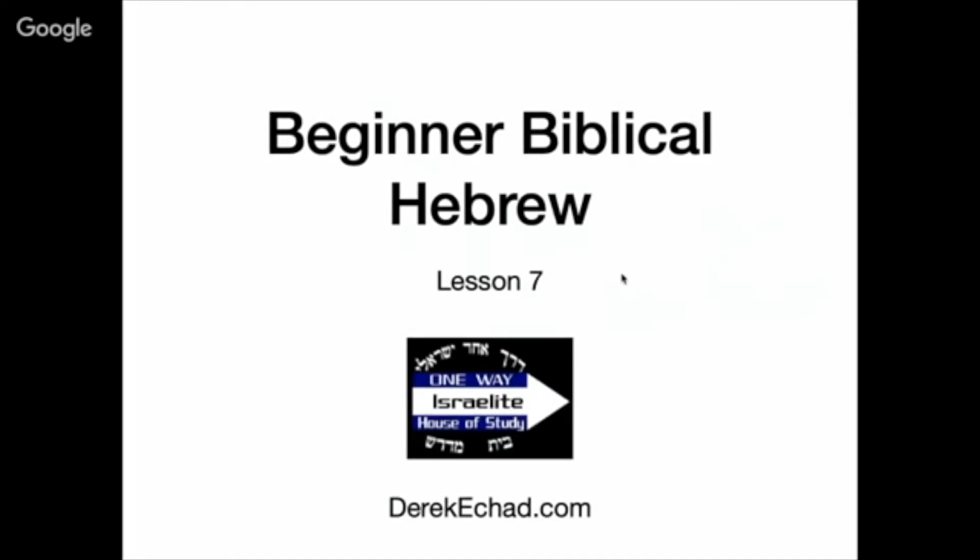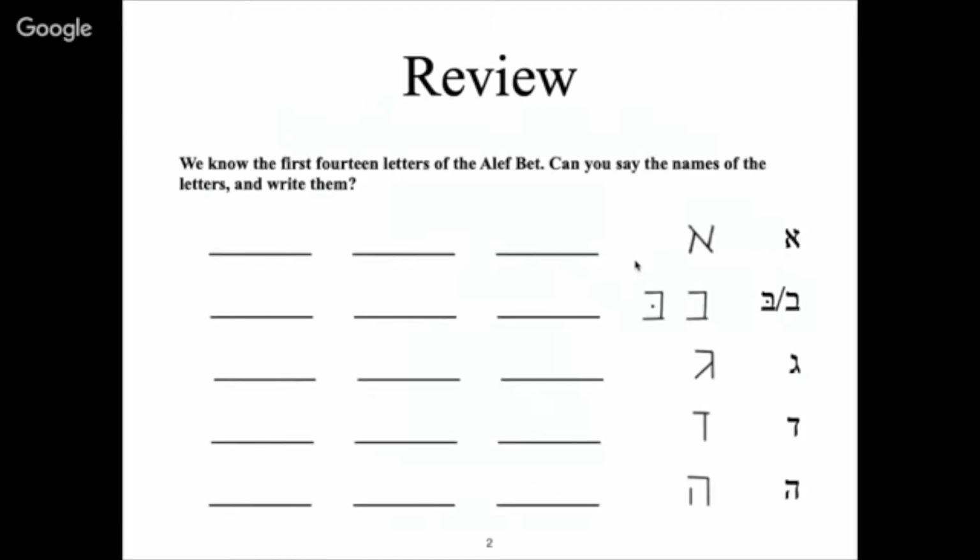Okay, beginners biblical Hebrew lesson 7. Okay, so we have our review of all of our letters. I think we're up to at least 14 letters by now.